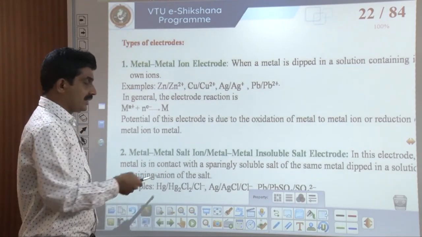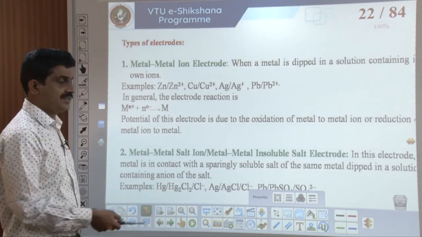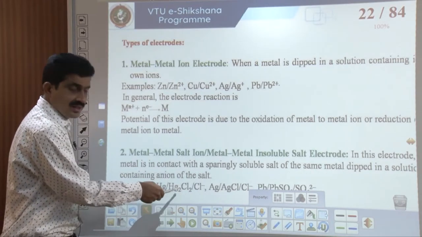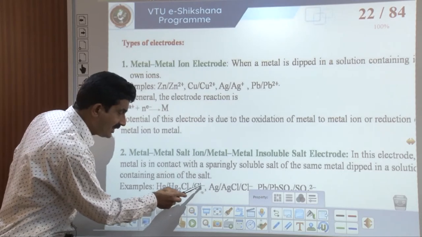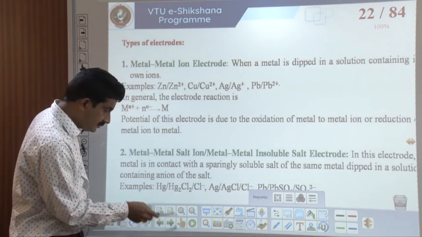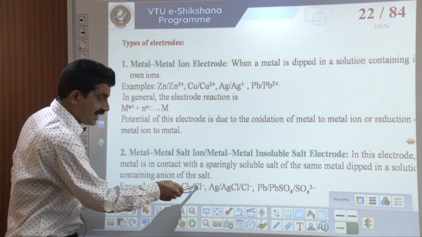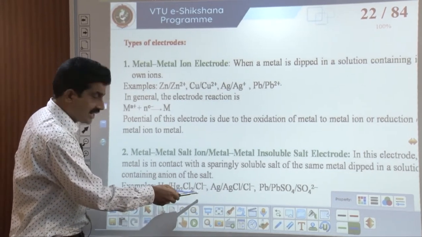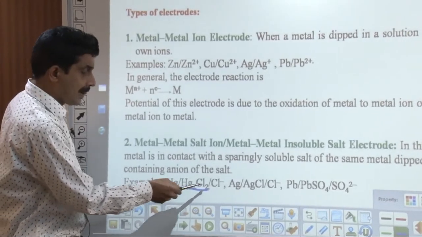Then, what are metal metal salt ion or metal metal insoluble salt electrodes? In this electrode, a metal is in contact with a sparingly soluble salt of the same metal. For example, mercury is in contact with its salt, the sparingly soluble mercurous chloride, and these two are in contact with a solution having the anion of the salt used. The anion of the salt is Cl minus. So, these two are in contact with a solution of KCl. It is represented as Hg, Hg2Cl2, Hg2Cl2 is mercurous chloride, slash Cl minus, KCl.